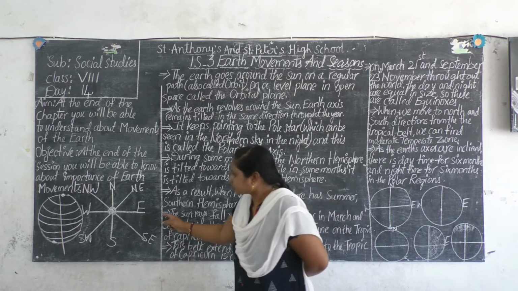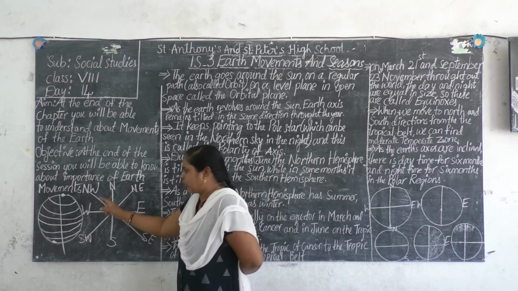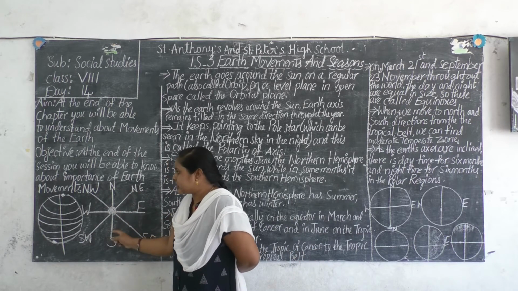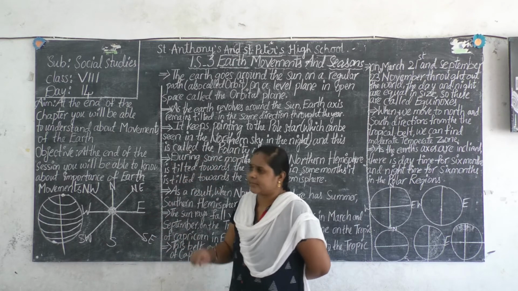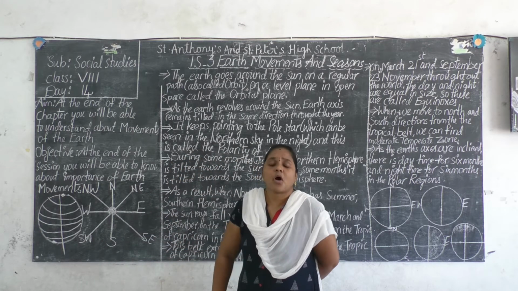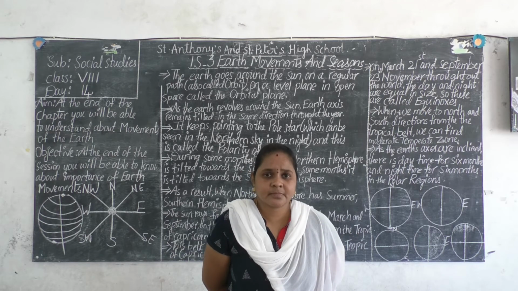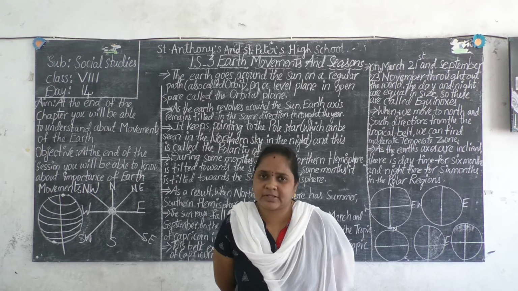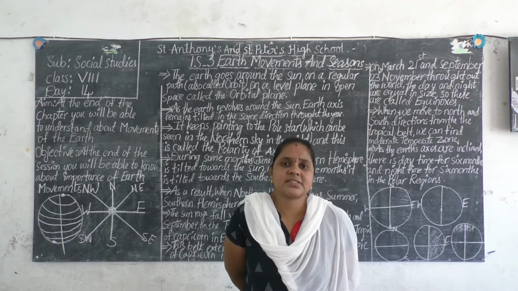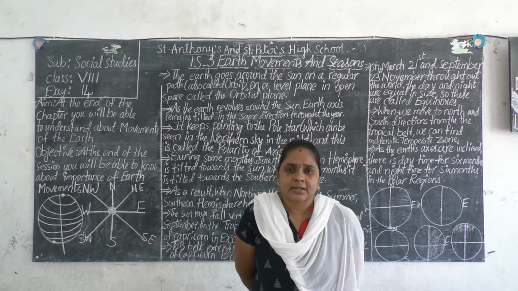So coming to latitudes, longitudes and the directions, I think you are able to understand everything. After understanding this, may I ask you one question? How do we get the seasons? How do the seasons occur on the earth?